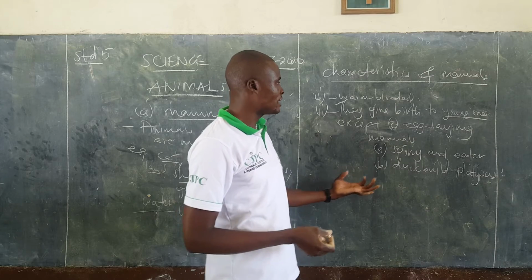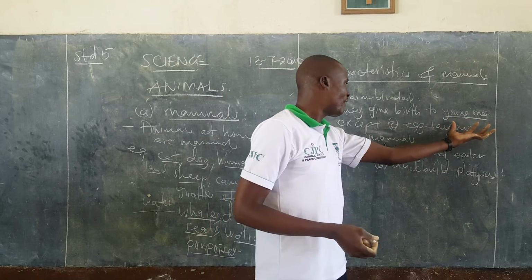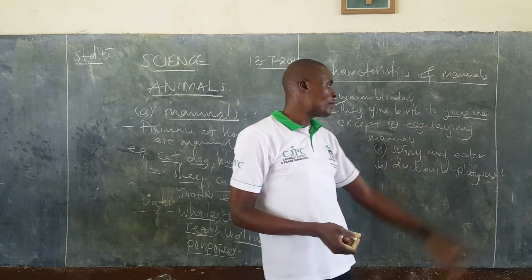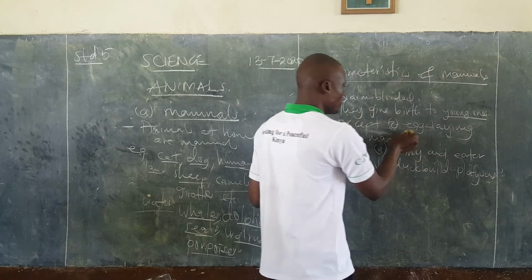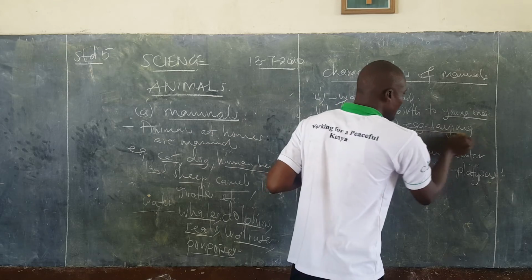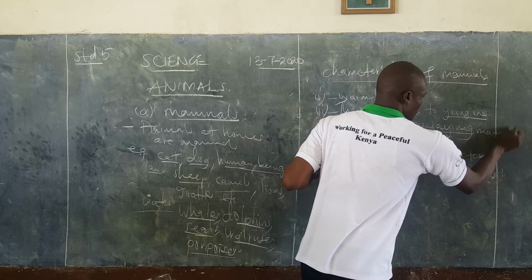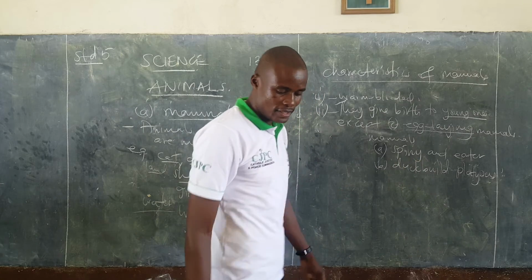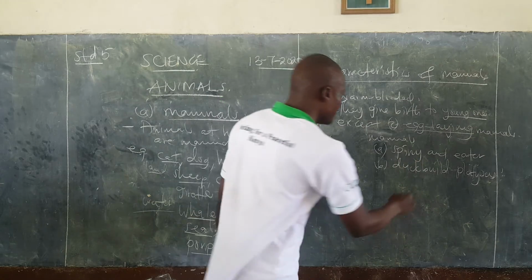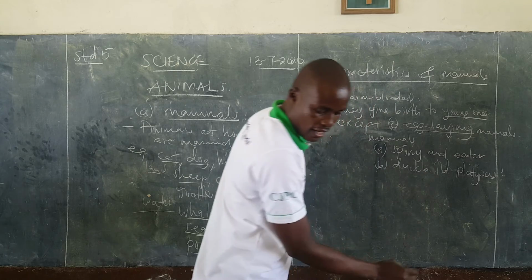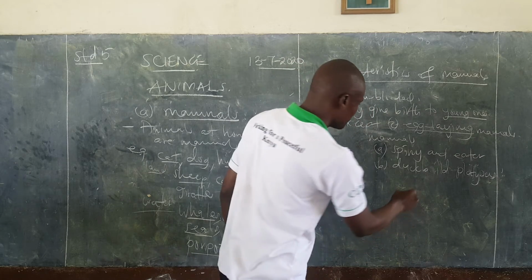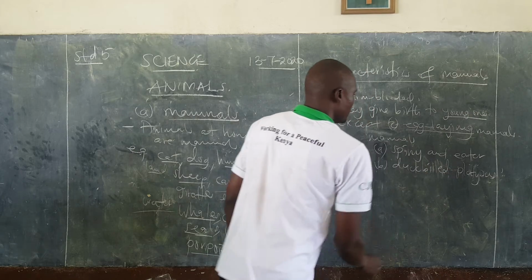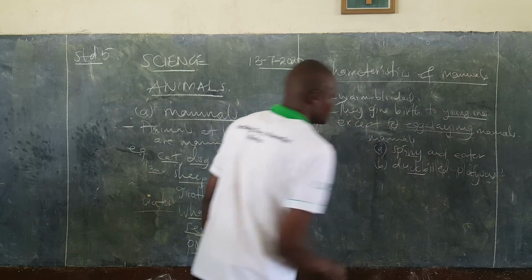They are mammals that do not behave like other mammals. Other mammals give birth to young ones like human beings, but themselves they lay eggs. That's why we have mentioned here, they are egg-laying mammals. And we have mentioned the two of them, the spiny anteater and the duck-billed platypus.